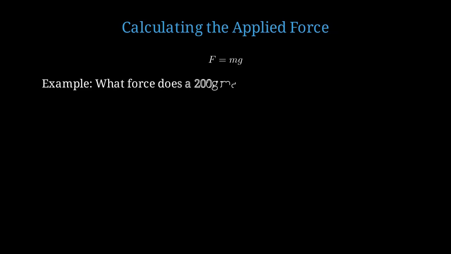Let's do a quick calculation. If we hang a 200-gram mass, what force does it apply? First, convert grams to kilograms. 200 grams equals 0.2 kilograms. The force is 0.2 times 9.8, which equals 1.96 newtons, so a 200-gram mass applies approximately 2 newtons of force.